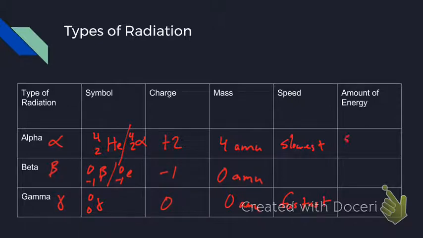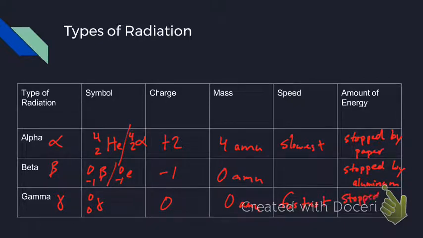let's say these are stopped by, you can stop alpha particles by a piece of paper. These can be stopped by aluminum foil. And then this is stopped by lead.